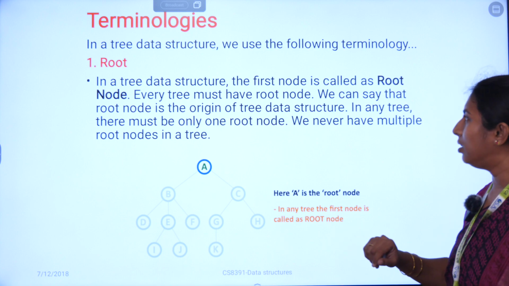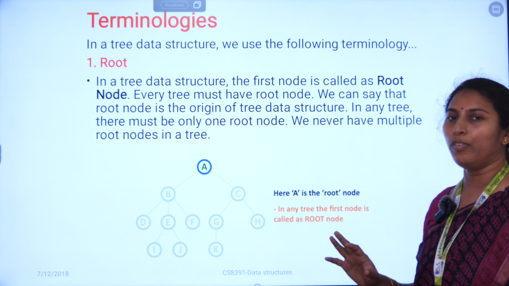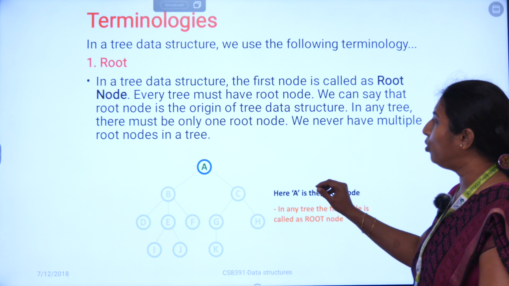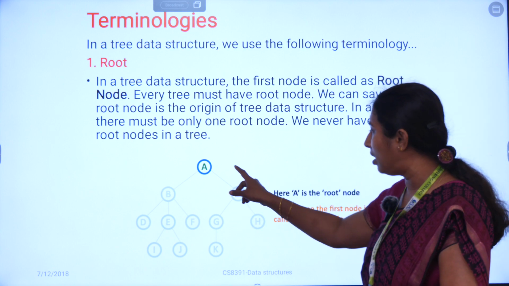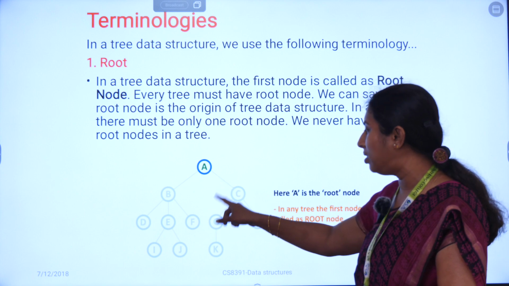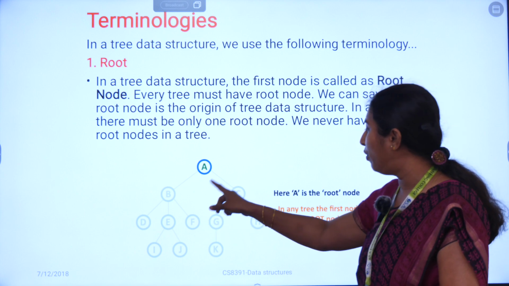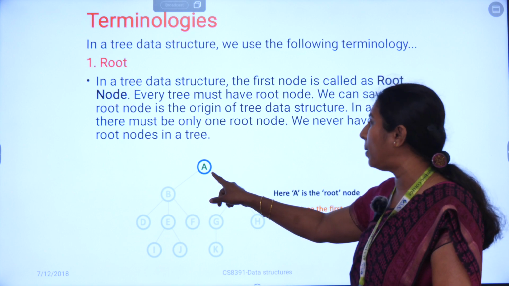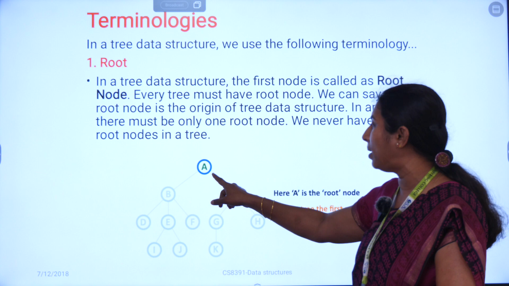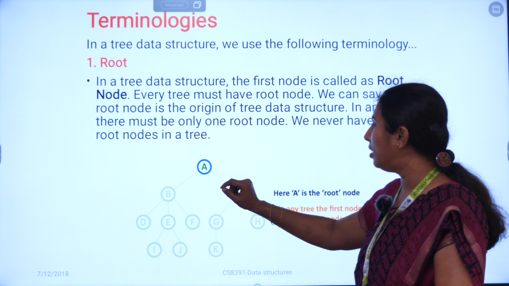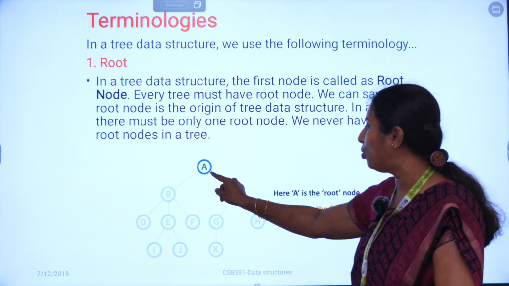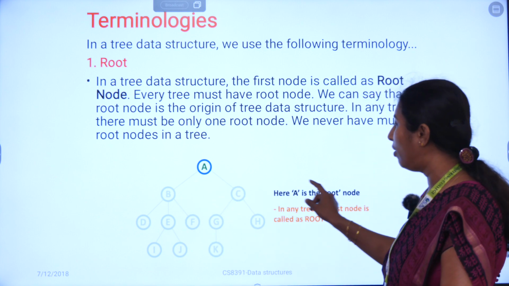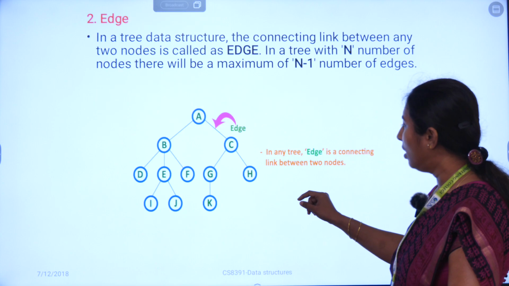Going into the terminologies, the basic things we should know. The root node: consider this is a tree where it will have a parent-child relationship. We have different nodes over here. There will be only one root for a particular tree, and in this particular tree the root node is A. The remaining nodes are the children in the tree.